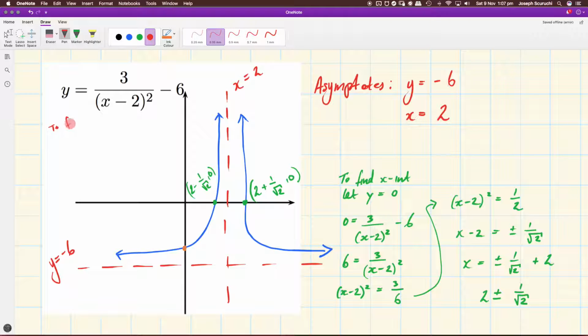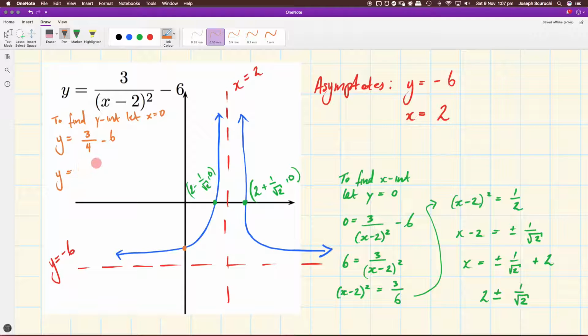This will be a little less. Oh, this isn't orange. It's very important to find the y-int. Let x equal 0. So it's going to be y equals, I'm going to skip a few steps here. It'll be 3, 0 will be here, minus 2 squared will be 4, minus 6.